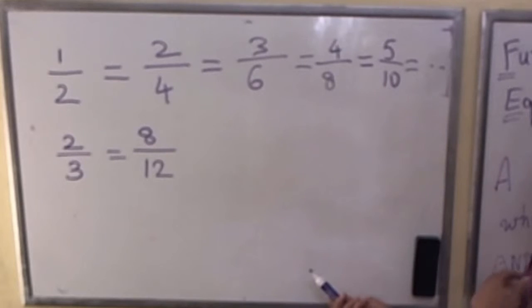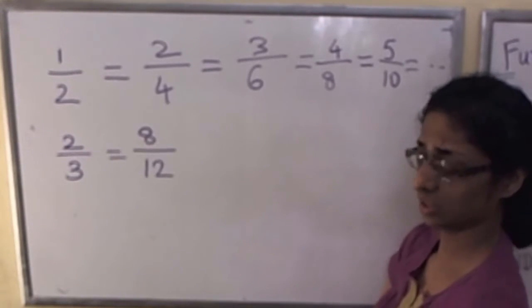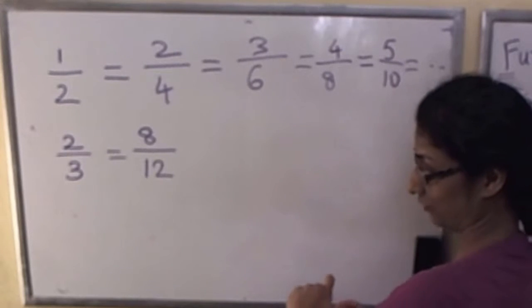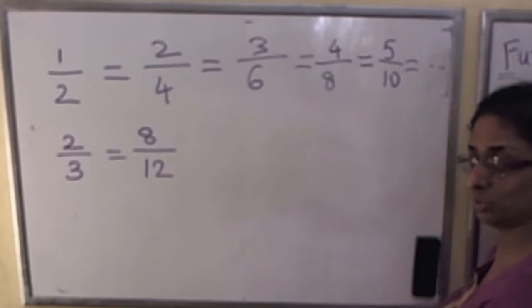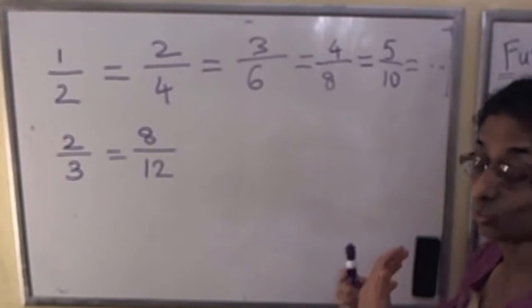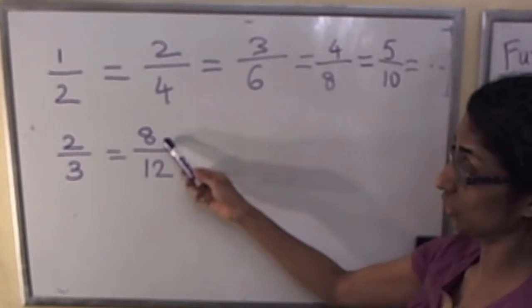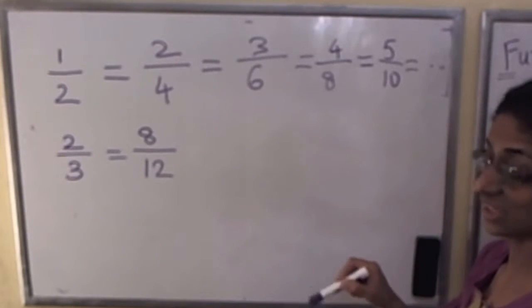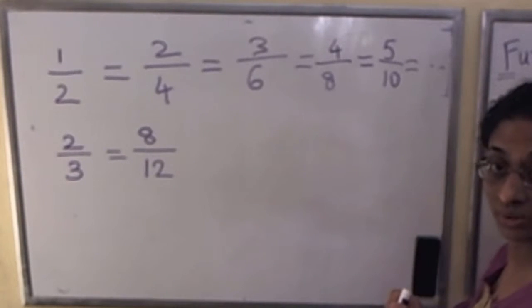Another activity we did was, we said, let's not start with 1/2. Let's start with another fraction. And the fraction we considered was 2/3. And then we said, let's multiply numerator and denominator by 4. And that's how we got our 8/12. And once again on the number line, we showed that when we plotted 2/3 or 8/12, they were exactly the same point, same number. That's why we put an equality sign.